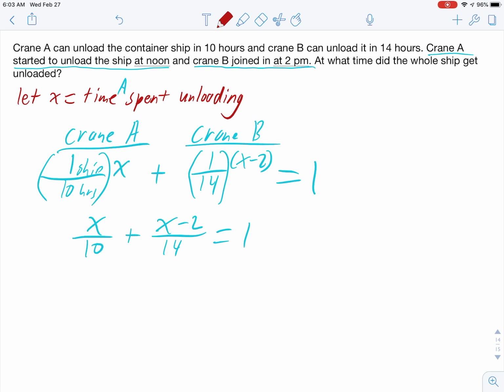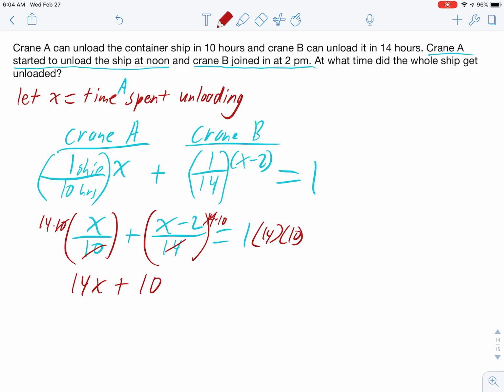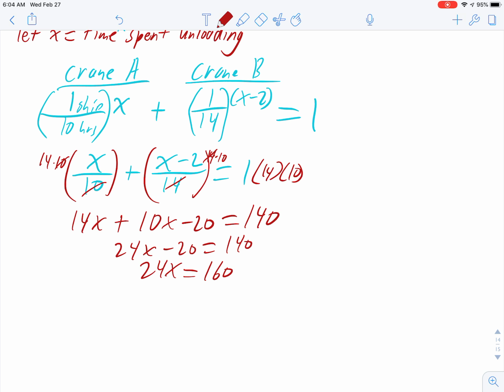We're going to clear out the fractions, multiplying by 14 and by 10 to clear out those two denominators. And then here the 10s cancel, leaving us with 14x. Here the 14s cancel, leaving us with 10x minus 20. Don't forget to distribute that 10. And over here we have 140. So we have 24x minus 20 equals 140. So 24x equals 160.